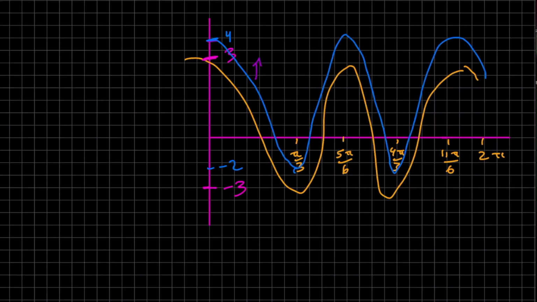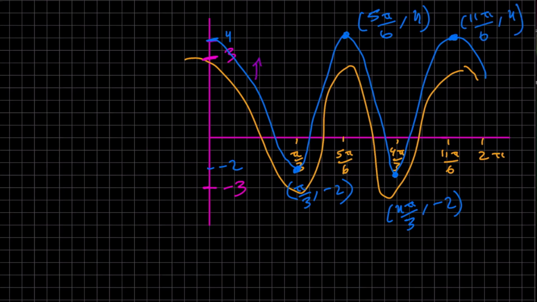So if we go to label our turning points, the x-coordinates would remain the same, so this would still be pi on 3, but our y-coordinate would change to negative 2 over here. Similarly, this x-coordinate would remain the same, this would still be 5 pi over 6, but our y-coordinate would change to 4. This would be 4 pi on 3, negative 2. This would be 11 pi on 6, 4. Now we can also find the coordinates of our endpoints at this stage. We can simply do this by substituting x equals 0 for this coordinate and x equals 2 pi to find the y-coordinate for this endpoint.